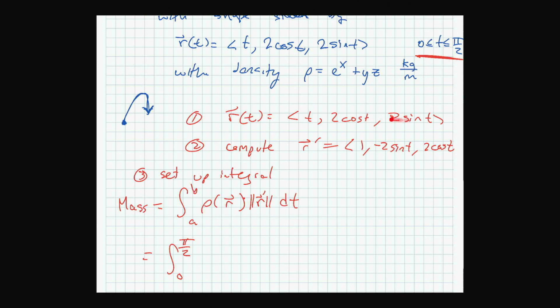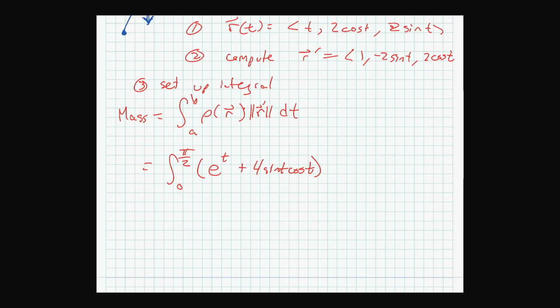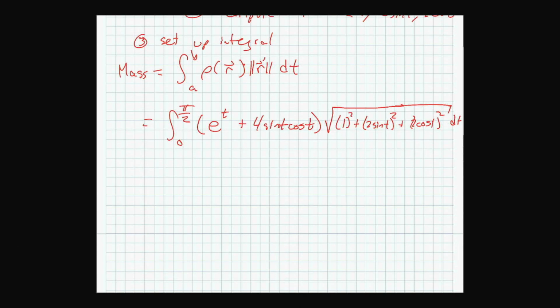We need to plug the parameterization in for rho. So you have e to the x, but x is t, so that's e to the t, plus yz, which is these two things multiplied, 4 sine t cos t, times the magnitude of r prime, that's the square root of 1 squared plus 2 sine t squared plus 2 cos t squared, and then a dt on the end. I notice I left off a minus sign, but the minus sign doesn't matter because we're squaring that.